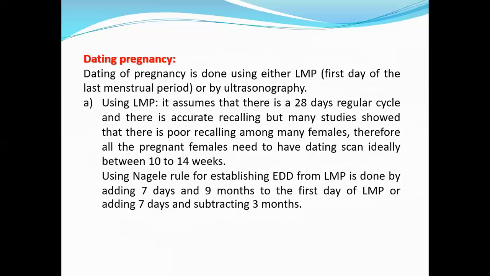Using Naegele's rule for establishing the expected date of delivery from the LMP is done by adding 7 days and 9 months to the first day of the LMP or adding 7 days and subtracting 3 months.